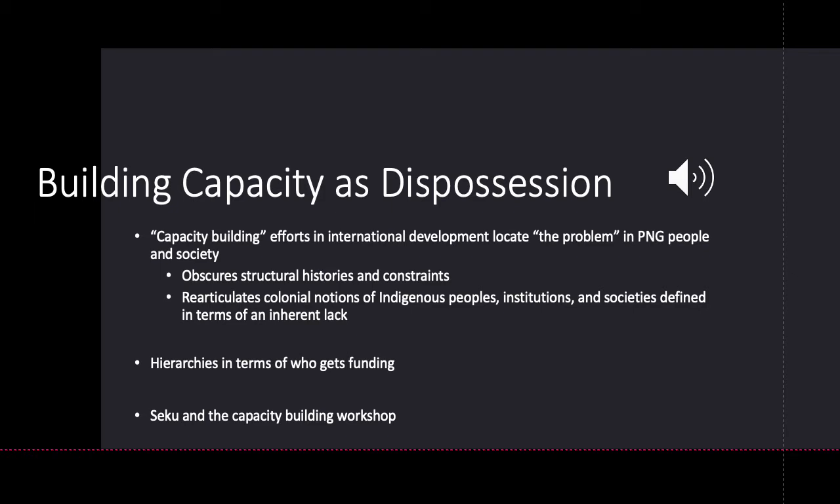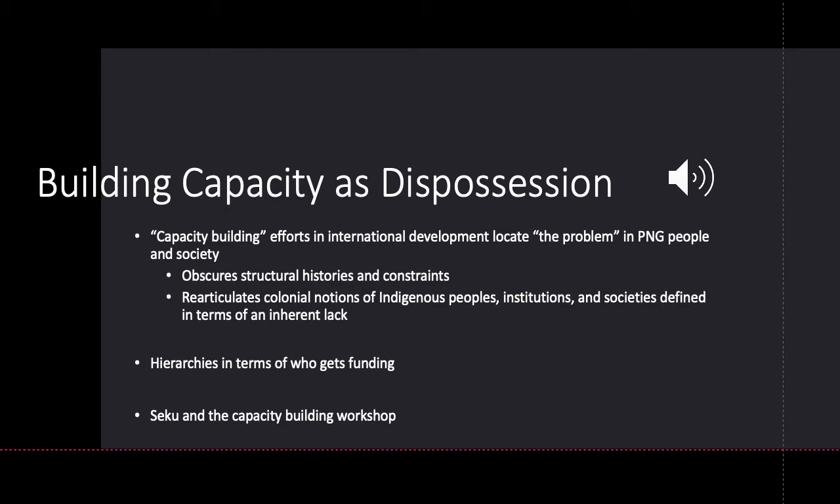Now, the problem with this idea of capacity building, besides that it frames Papua New Guinean people as the problem of global inequality, what's the cause of global inequality? Well, it's not these international systems, it's Papua New Guineans, just kind of being behind and backwards. So the problem here is that it obscures structural histories and constraints, and it re-articulates colonial notions of indigenous peoples and societies that are defined in terms of an inherent lack, right? They're lacking something that more civilized peoples have. They're defined in terms of what they don't have.